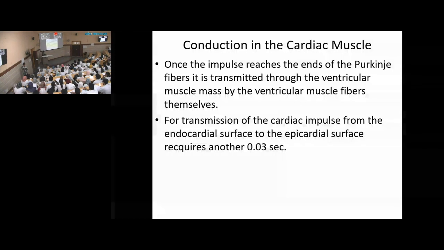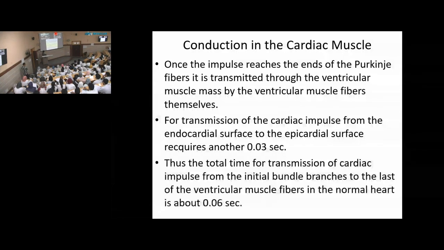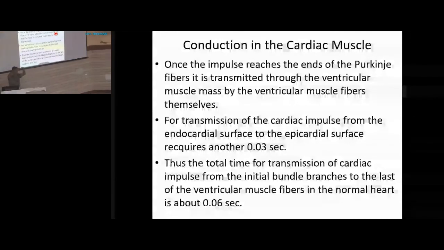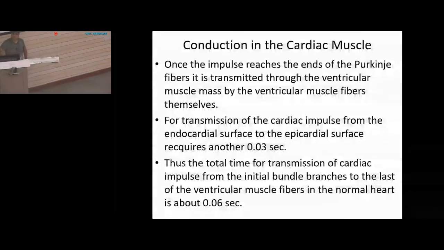Thus the total time for transmission of the cardiac impulse from the initial bundle branch to the last of the ventricular muscle fibers in the normal heart is about 0.06 seconds. Samajh gaye? So the total impulse time taken from the tip of the interventricular septum, down the septum to the apex, then towards the ventricular muscle endocardium, then from endocardium outwards towards the epicardium and towards the base of the heart, is 0.06 seconds.